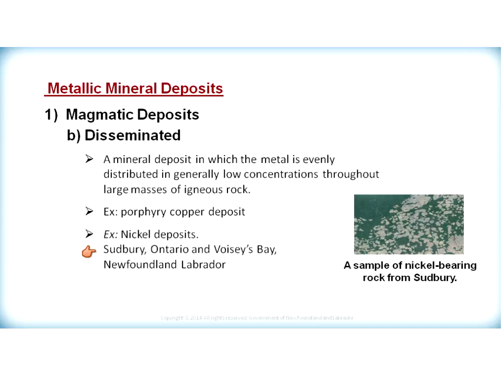In the diagram to the right, we see a sample of a nickel-bearing rock from Sudbury. Here you can see the gray areas, which will be the mineral that's high in concentration of nickel, and it's distributed throughout the rock. So this would be an example of a disseminated mineral deposit.